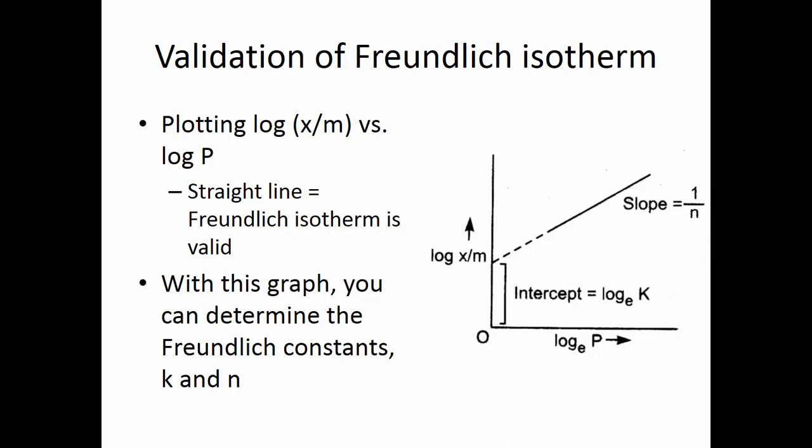We can validate Freundlich isotherms by making a log-log plot. So the log of our x over m, our mass of adsorbate over adsorbent, versus the log of pressure. You can do this in the aqueous system as well: log of x over m versus log concentration. If you get a straight line, it tells you that the Freundlich isotherm is valid. Our y-intercept is the log of k, so you can get that constant k from the y-intercept, and the slope of this line is 1 over n. So you get both of your Freundlich constants in this way.